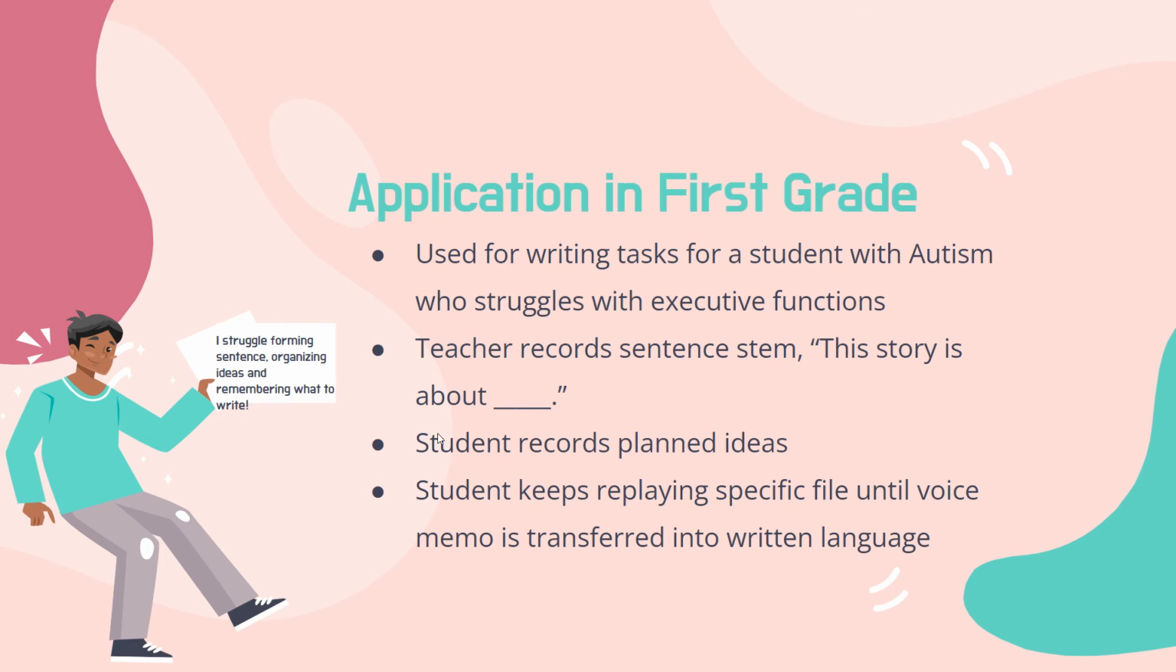An example of this in my first grade classroom is for a writing task for a student that I have who has autism. He struggles with organizing his ideas as well as remembering what he wants to write. I have recorded sentence stems for him to assist. So if I want him to write about a book that he's reading, I could record "this story is about blank," and he could play back that recording as many times as needed to organize how he wants to respond to the prompt. He also, and how I'm mainly using it, is recording his planned ideas.